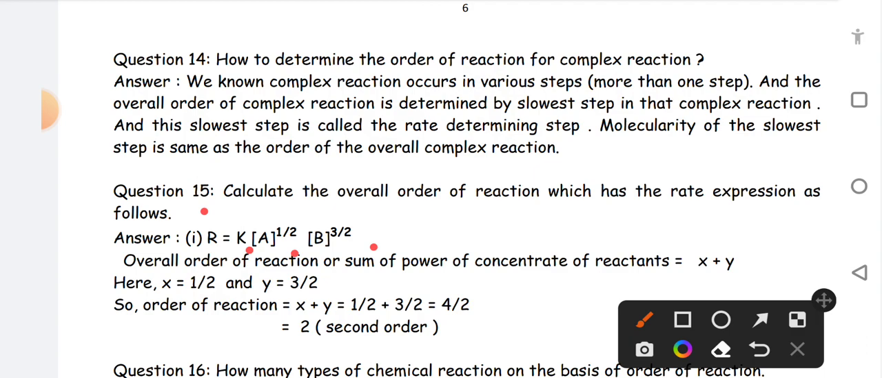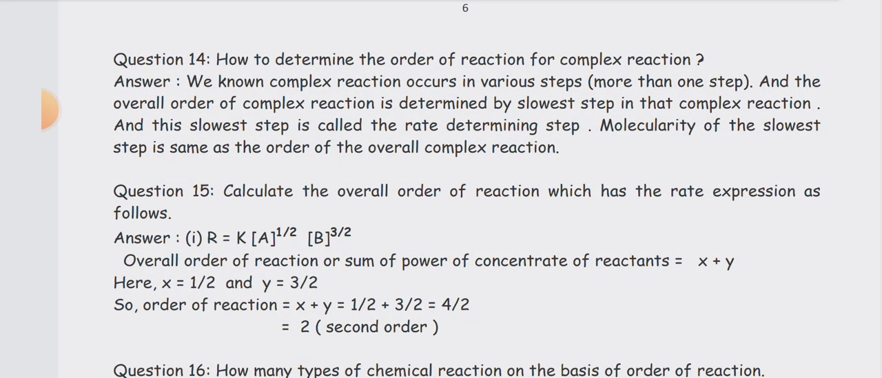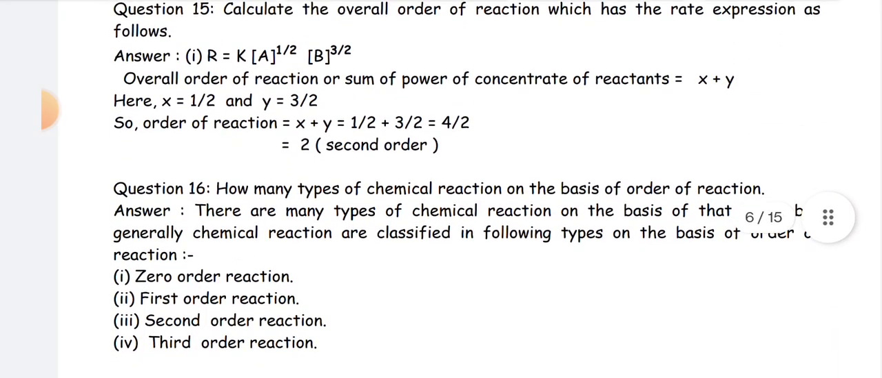You know very well order of reaction is the sum of powers of concentration of reactants, so it can be said x plus y. So here x is equal to 1 by 2 because the concentration of A has power 1 by 2, and the concentration of B has power 3 by 2. So 1 by 2 plus 3 by 2 is equal to 4 by 2. Hence this rate expression represents a second order reaction.